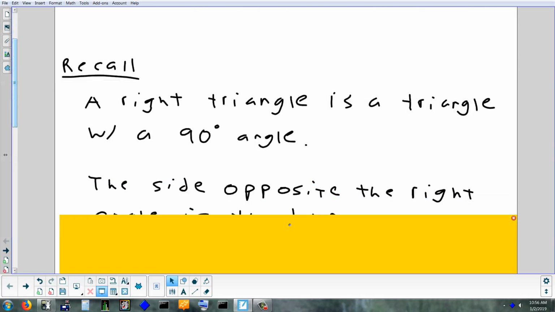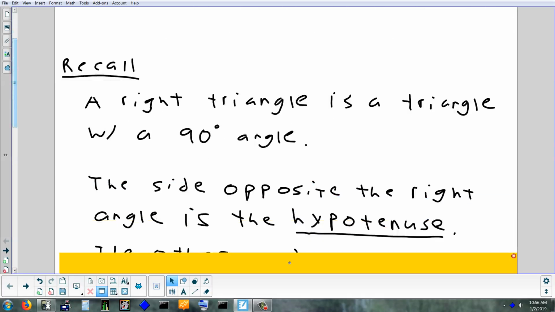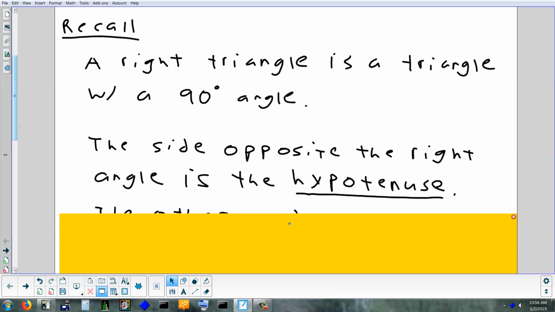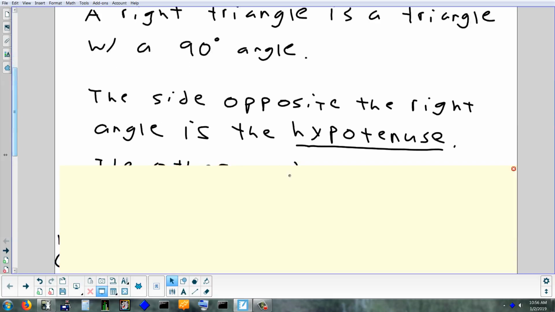Now, the side that's opposite the right angle, it's always the longest side because it's across from the biggest angle, and it has a special name. What's the name of the longest side in a right triangle? Yeah, it's the hypotenuse. Okay, so just a couple of basic things. Hopefully you guys already know this. The other two sides that aren't the hypotenuse, what are those called? Yep, the legs. The two legs.